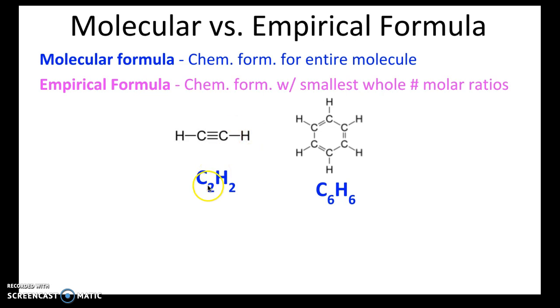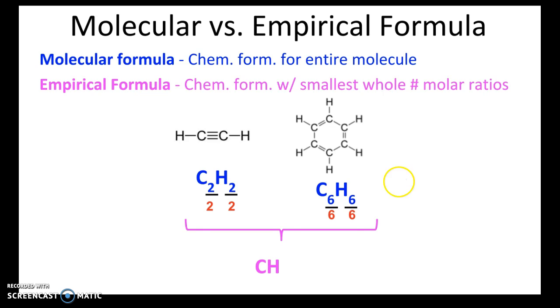Remember, we just looked for a least common factor to divide each of the subscripts by. So in this example here, the least common factor is 2, so we divide everything by 2. And for the second example, the least common factor is 6, so we divide all the subscripts by 6. And then that will give us the empirical formula, which is the same for both of these, which is CH.